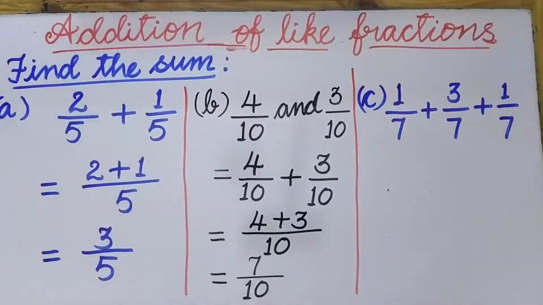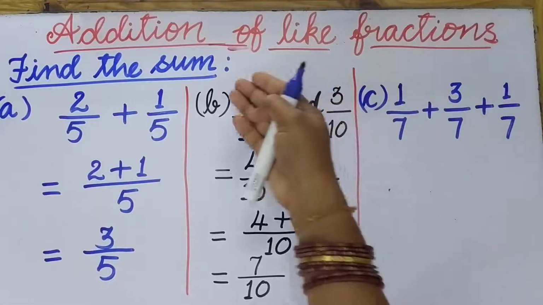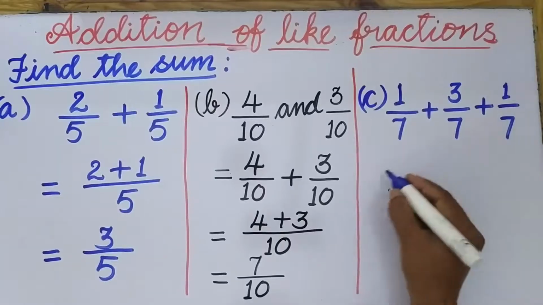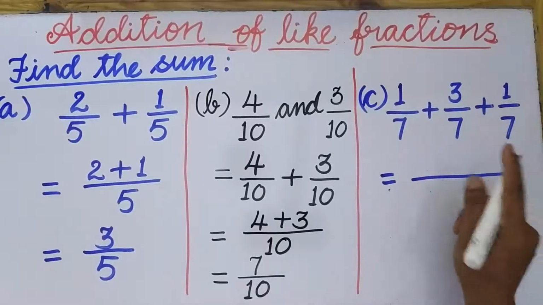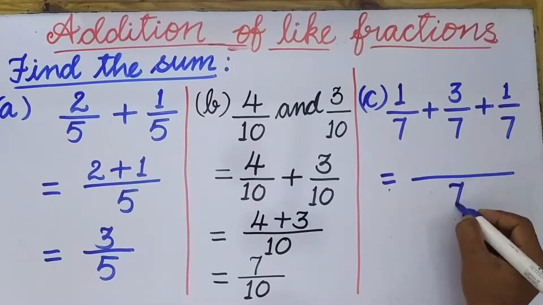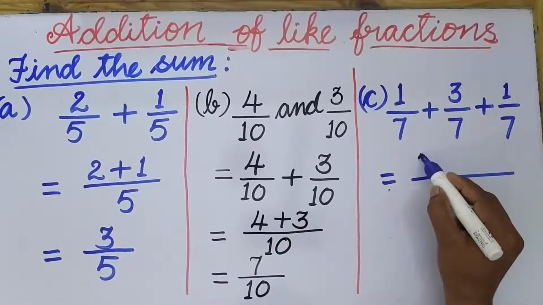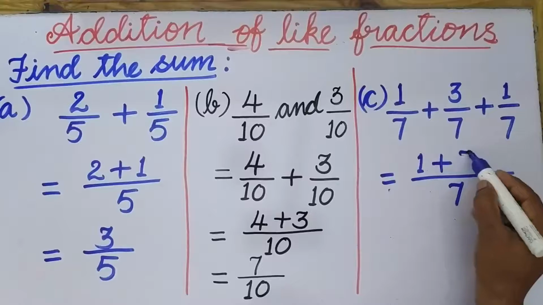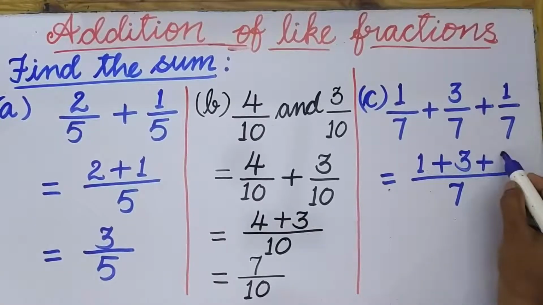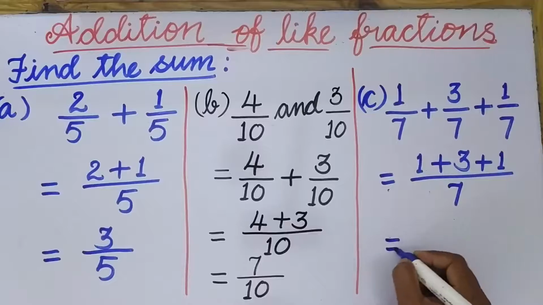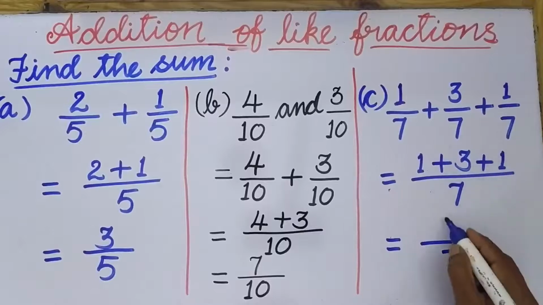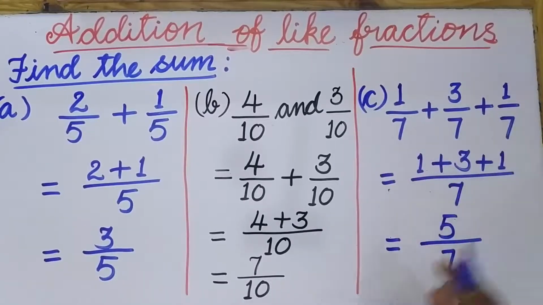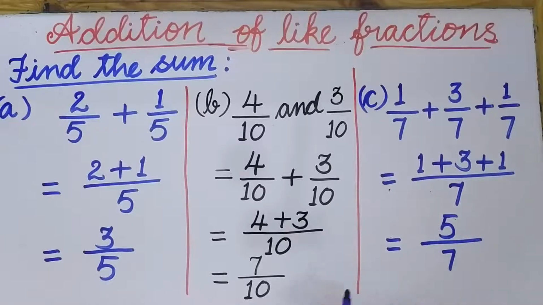Check out this. Here we have 3 like fractions and we have to find the sum of these 3 like fractions. In the same way, we need to write the denominator. There will be no change in the denominator. Denominator remains same. Only we need to add the numerators. 1 plus 3. Here we have one more 1 in the numerator. Then find the sum. Denominator remains same. 1 plus 3, 4. 4 plus 1, 5. So, the sum of these 3 like fractions is 5 by 7. In this way, we can add like fractions.